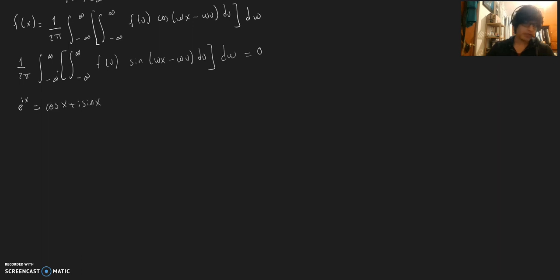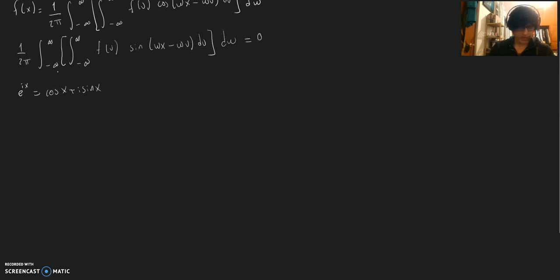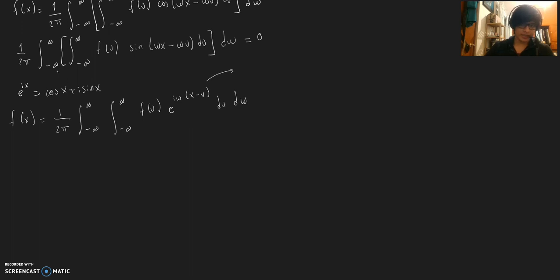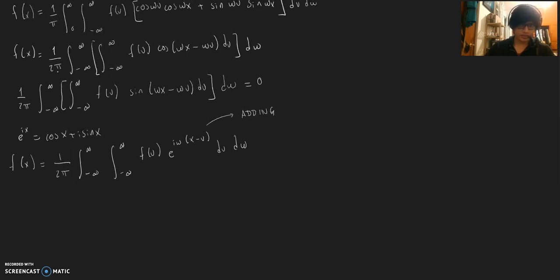of the exponential of i multiplied by x is equal to cosine x plus i sine of x, and we will be using it by substituting it in the previous representations of the Fourier integral from minus infinity to infinity, again from minus infinity to infinity of f of v multiplied by e to the iw of x minus v dv dw, and this comes by adding these last two integrals here.